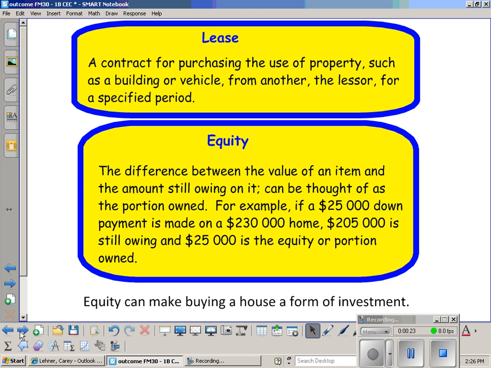Equity is the difference between the value of an item and the amount still owing on it. It can be thought of as the portion owned. For example, if a $25,000 down payment is made on a $230,000 home, $205,000 is still owing, and $25,000 is the equity or portion owned. Equity can make buying a house a form of investment.